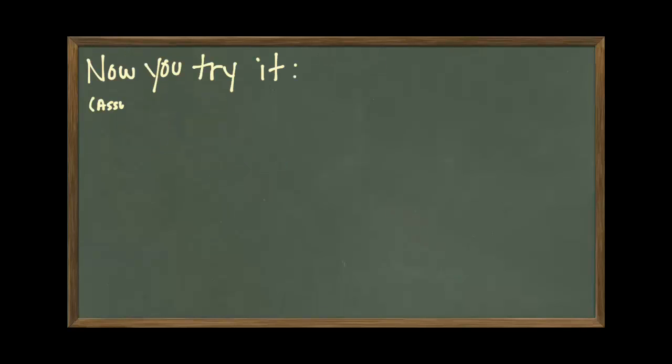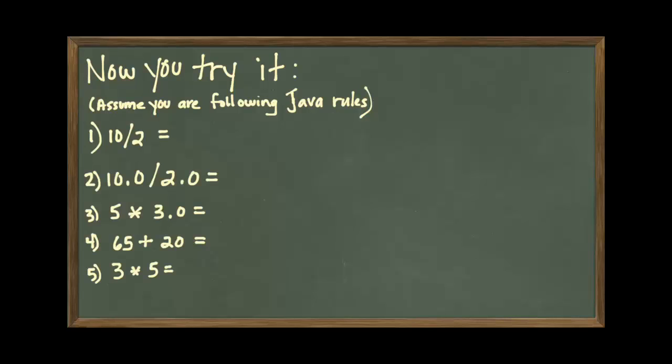Okay, now what I want to do is give you a chance to try it. So assume you're following the Java rules for math. Okay, here are some equations. Take a minute to think in your head or write down on paper what the answers would be for each of these problems. Okay, let's take a look at the answers. If you want to pause and take a little bit longer, go ahead and do that. But here are the answers. Notice the difference between the equations that contained a double number and the equations that included only integers.